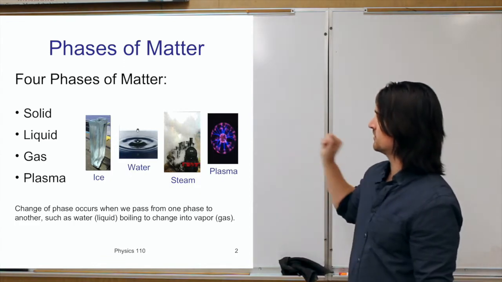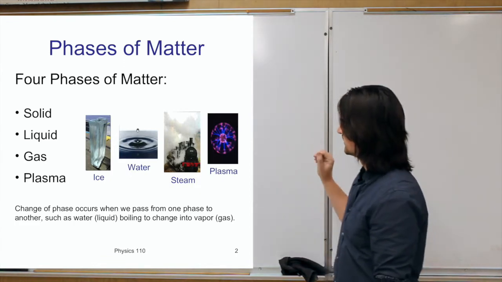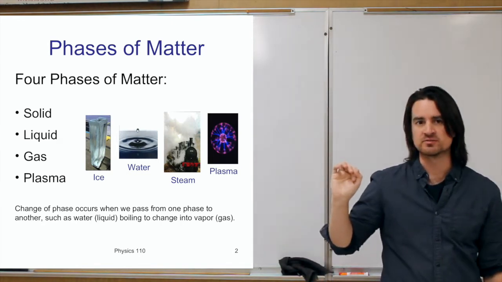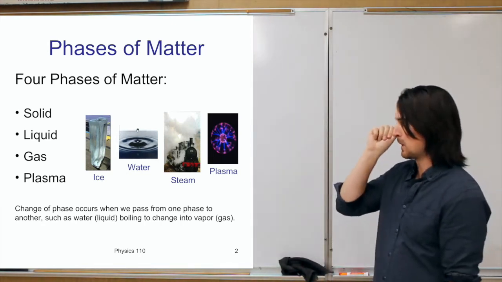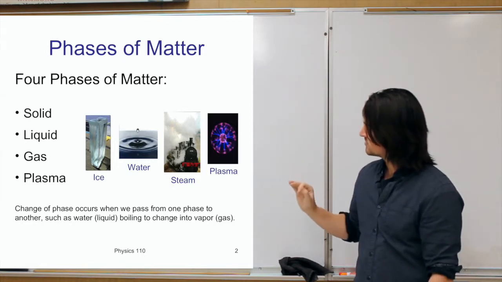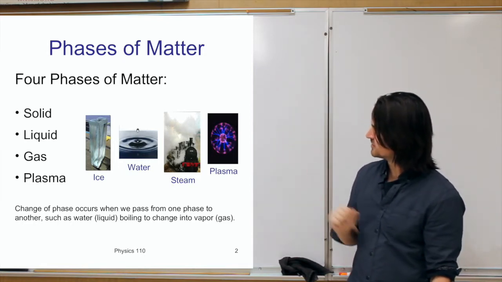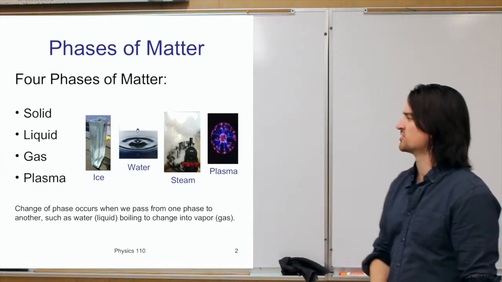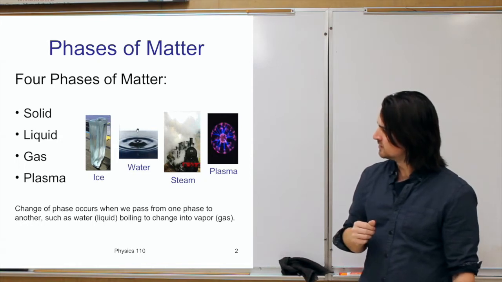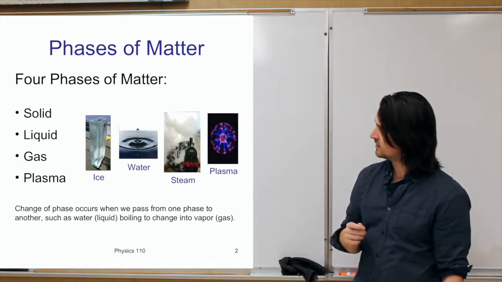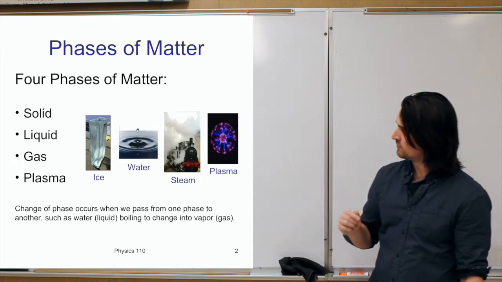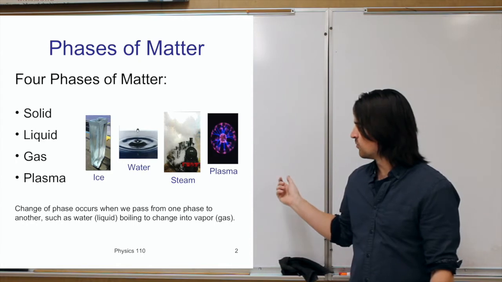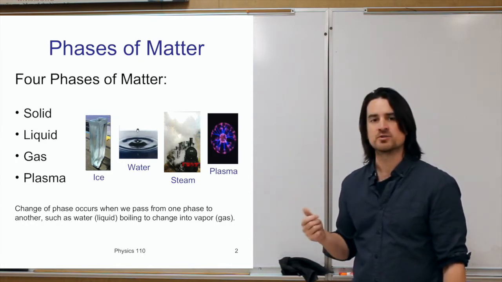So there you go, we've got four phases. Ice, water, and steam are three phases of H2O: solid, liquid, and gas. Plasma is our fourth phase, but again, we're not worried too much about plasma. It pretty much is like gas. And so a phase change, or a change of phase, occurs when you change from one phase or state of matter to another.